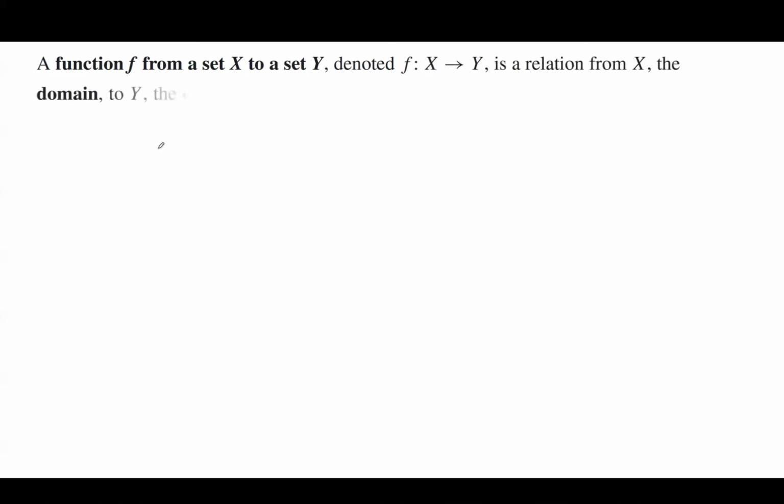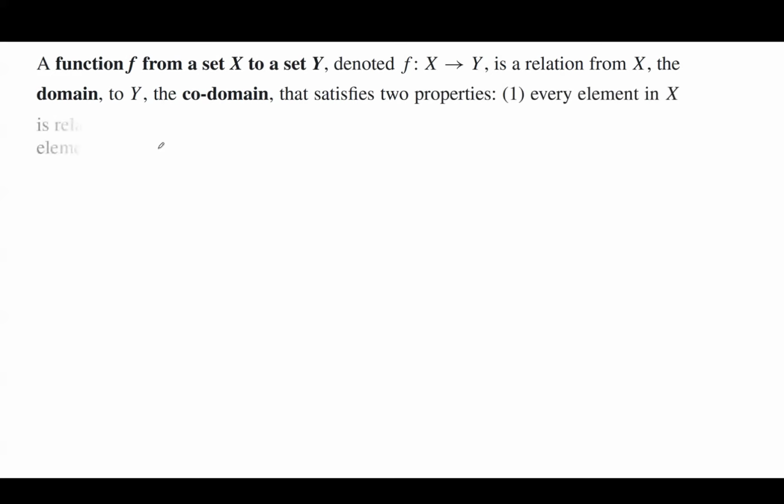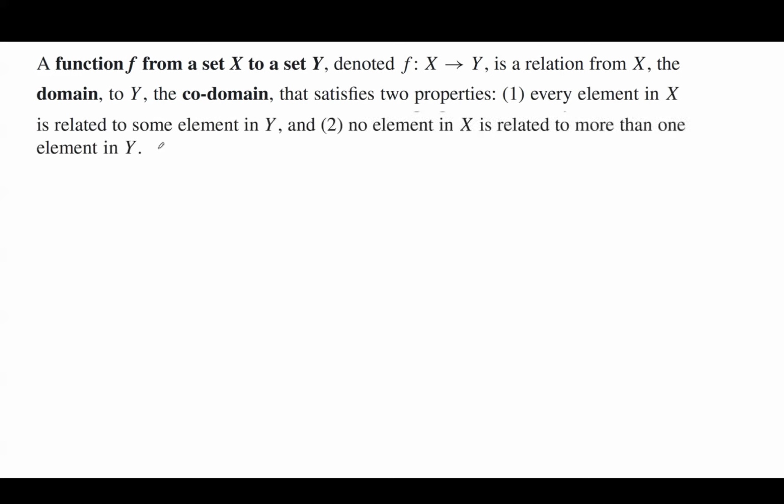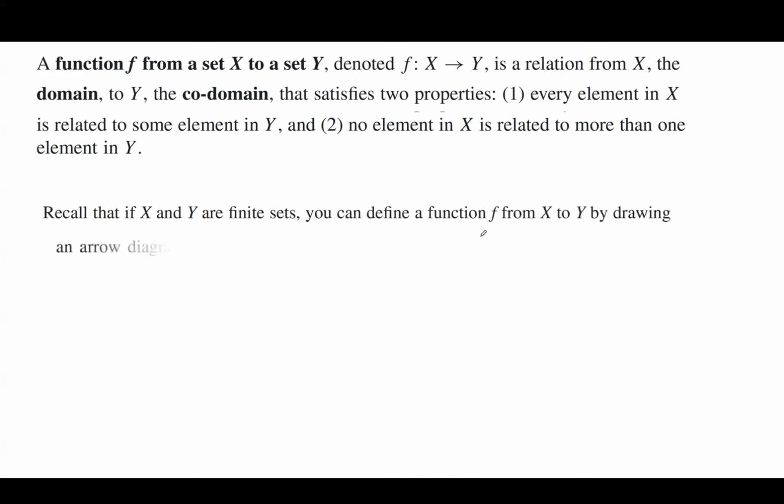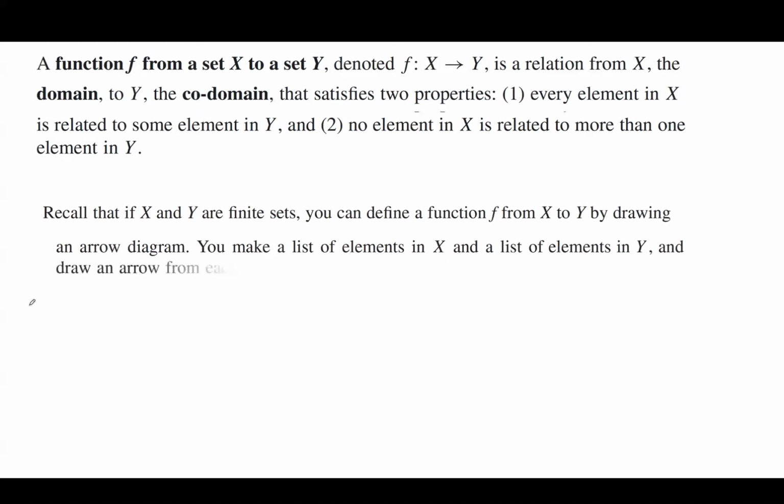So this is the way that we define a function. It needs to satisfy two important properties. Let's go over a few examples. Recall that if X and Y are finite sets, you can define a function like f from X to Y by drawing an arrow diagram. You make a list of elements in X and a list of elements in Y, and draw an arrow from each element in X to the corresponding element in Y.